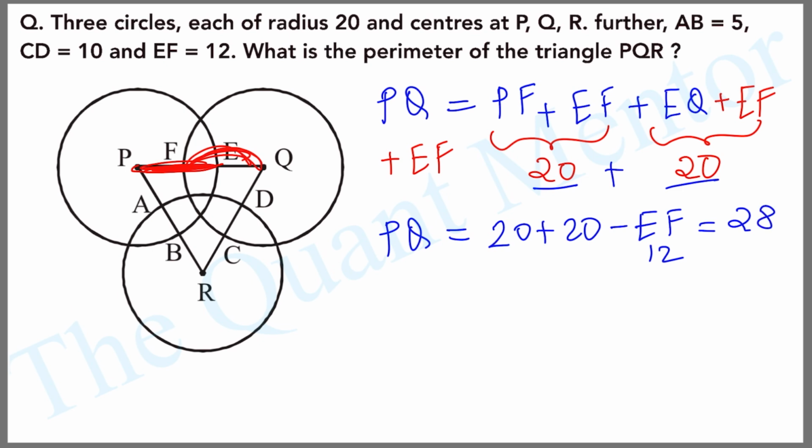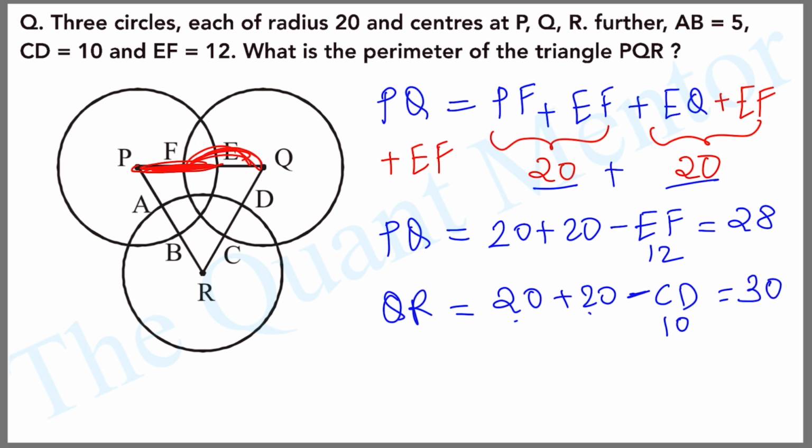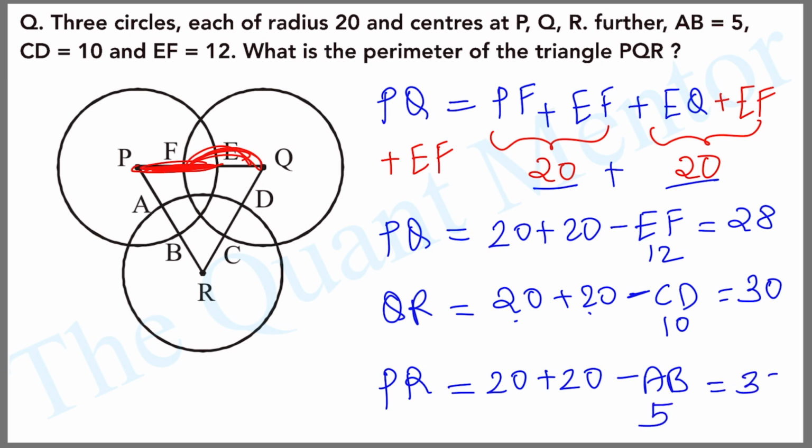Now the exact same logic we can use for the other two sides QR and PR of the triangle PQR, right? We can say that QR by the same logic will be 20 plus 20 minus CD. CD has been given as 10. So 20 plus 20 is 40 minus 10. QR is 30 units. Exact same logic I can apply to find out the length of PR also. PR will be 20 plus 20 minus AB, and AB has been given in the question as 5. So 20 plus 20 minus 5 is basically 35.